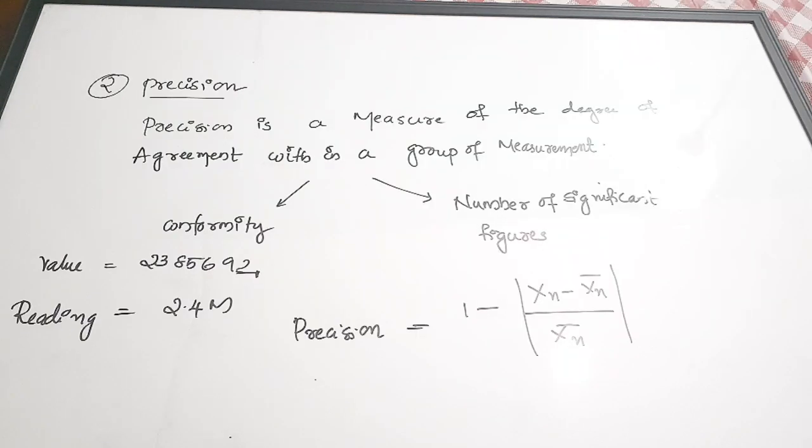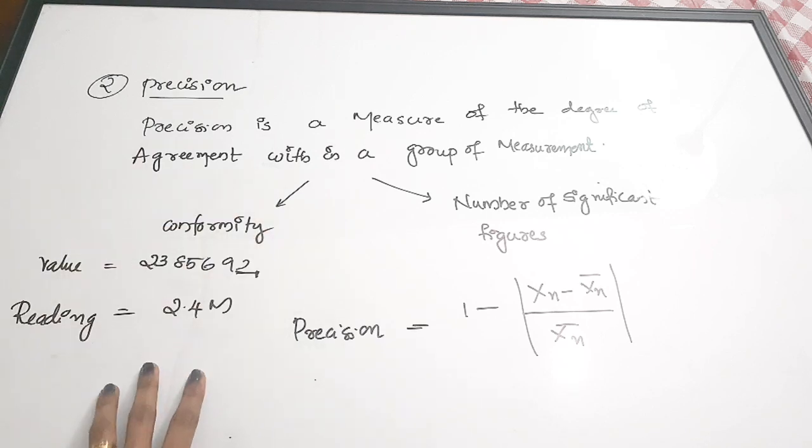The second static characteristic is precision. Precision means, in simple words, how precisely we are able to measure. I'll take a small example, which is actually a classification of precision.